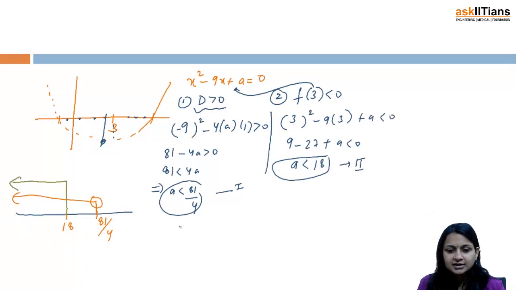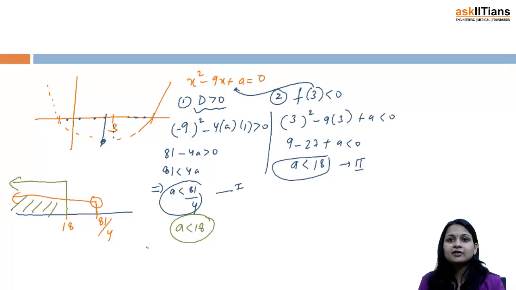So what will be the final answer? a should be less than 18. That is the common intersection. So whenever a is less than 18, it will always happen that I will have 2 roots, and one root will be less than 3, another root will be greater than 3. Okay, so let's move to the next question.